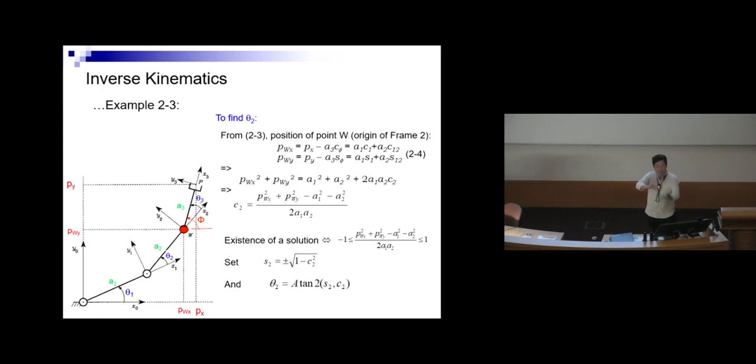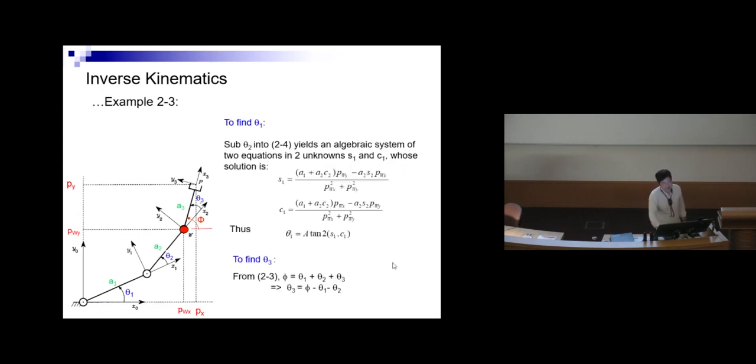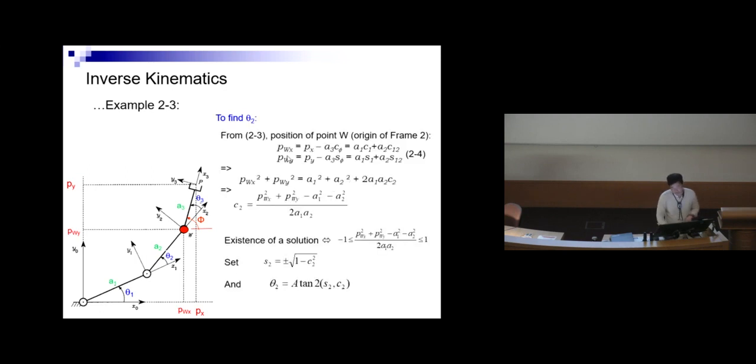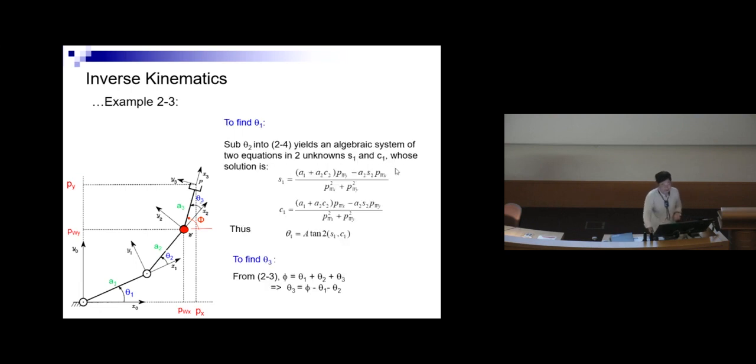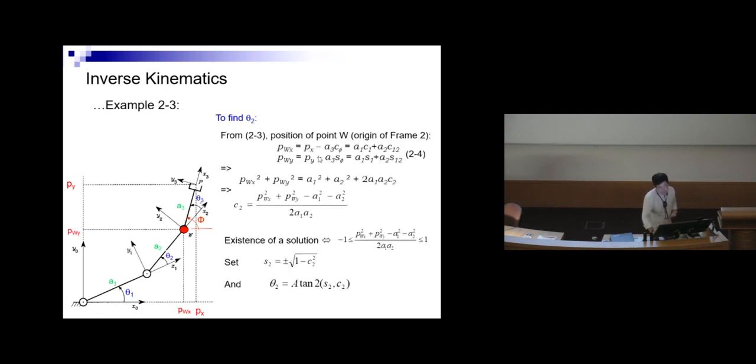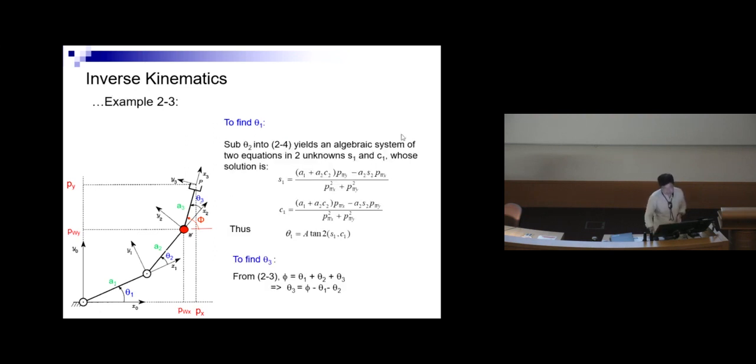After you define the wrist, you determine your theta 2, and after that you can determine your theta 1. So you substitute your theta 2 back into your equation 2-4, which is this equation, and then you will be able to determine your theta 1, because this set of equations only depends on your theta 1 and theta 2. So after you have determined this is your sine theta 1, this is your cosine theta 1, you can determine your theta 1, which is your arctangent 2 of sine theta 1 and cosine theta 1.